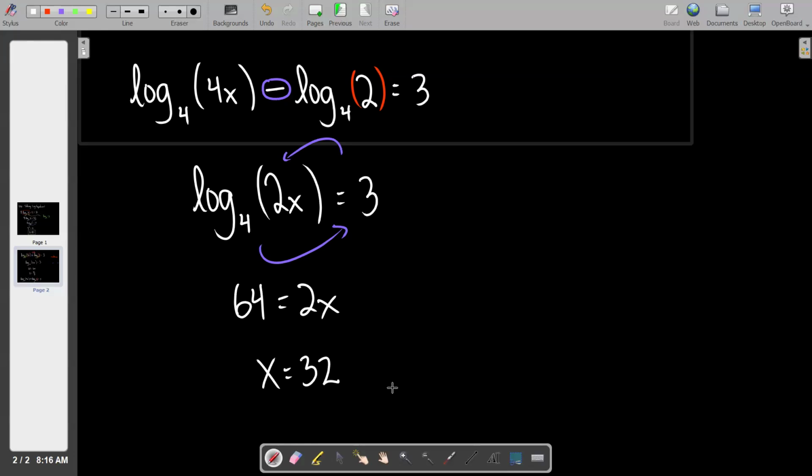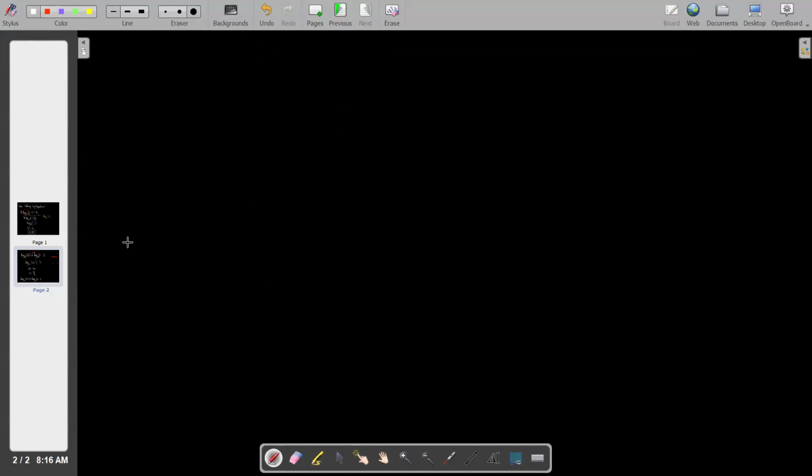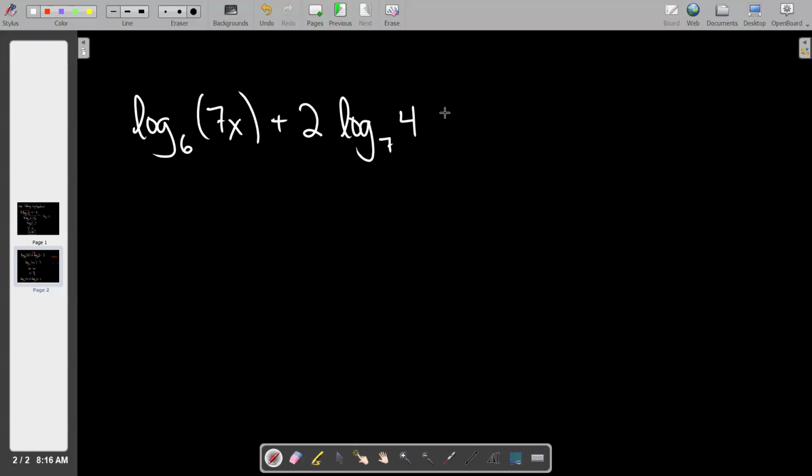Still good? All right. In example number 3 on this side, you are going to learn the other property of logs for the day. This is related to the most useful property of logs. It's kind of like the backwards version of the most useful property, but we don't have any real reason to use the other one today, so I'll keep it in the holster. So we're going to do log base 6 of 7x plus 2 log base 7 of 4 equals 3.